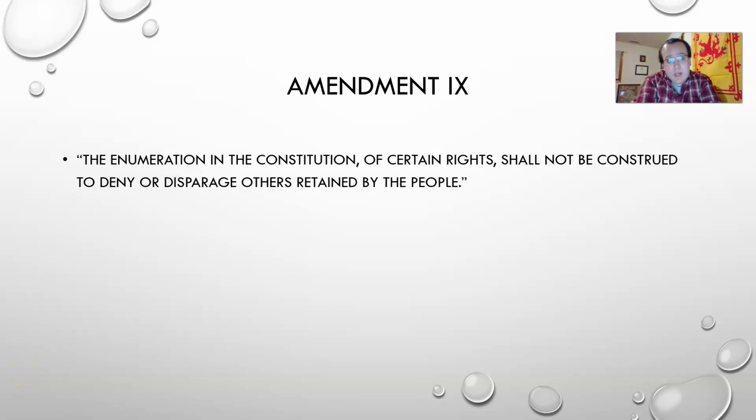So on to Amendment 9. The enumeration in the Constitution of certain rights shall not be construed to deny or disparage others retained by the people. So basically, the Constitution says that we can do these things, these 8 things listed above in the Bill of Rights, but those are by no means all the rights the people have. There are an unlimited number of rights.